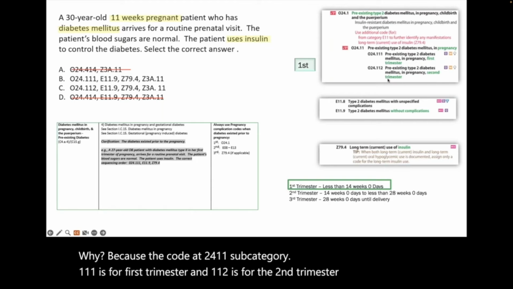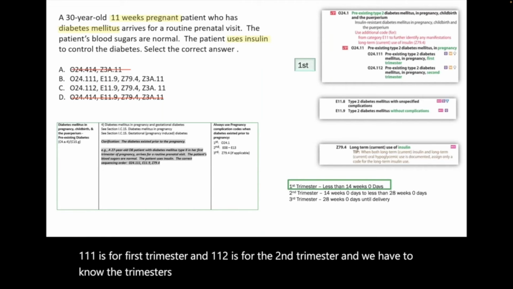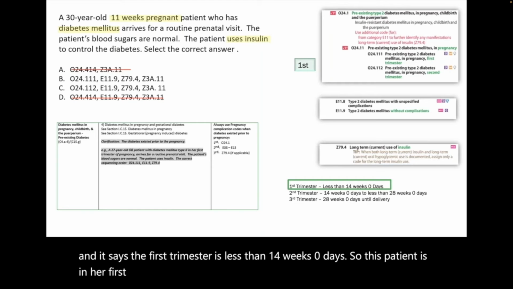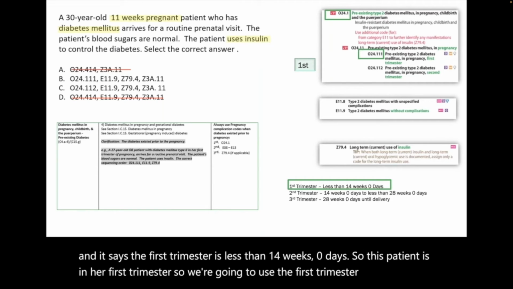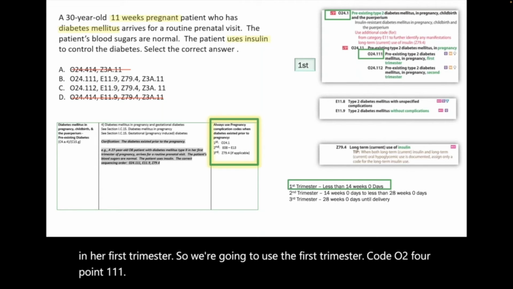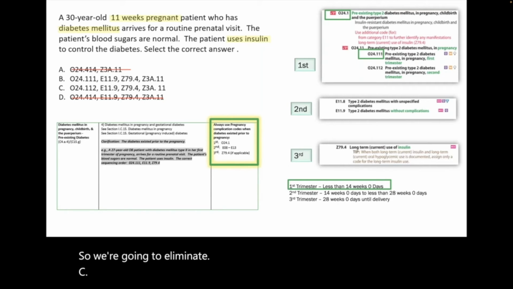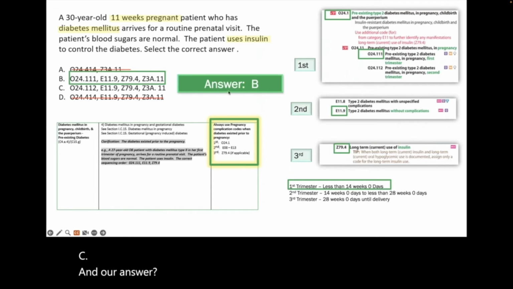And we have to know the trimesters according to ICD-10-CM. It says the first trimester is less than 14 weeks, 0 days. So this patient is in her first trimester. So we're going to use the first trimester code, O24.111. So we're going to eliminate C. And our answer is B.